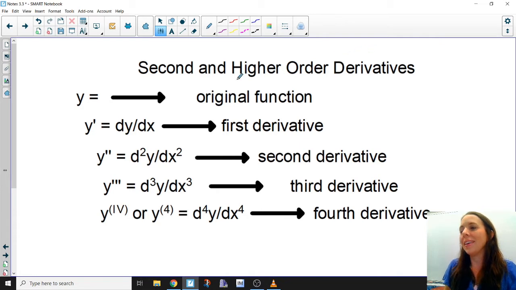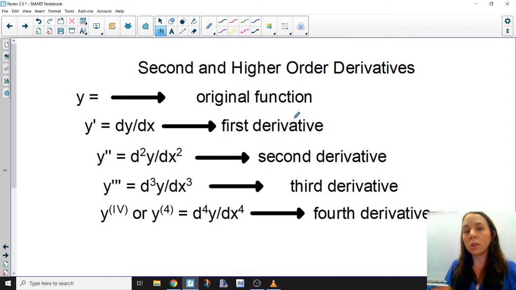We'll see. All right, so when you have y equals and then an expression in terms of x, I like to call that the original function, or you could just say that's your function. And then when you take its derivative, we can call that y prime or dy over dx. However, what we're now going to say is that that's the first derivative.